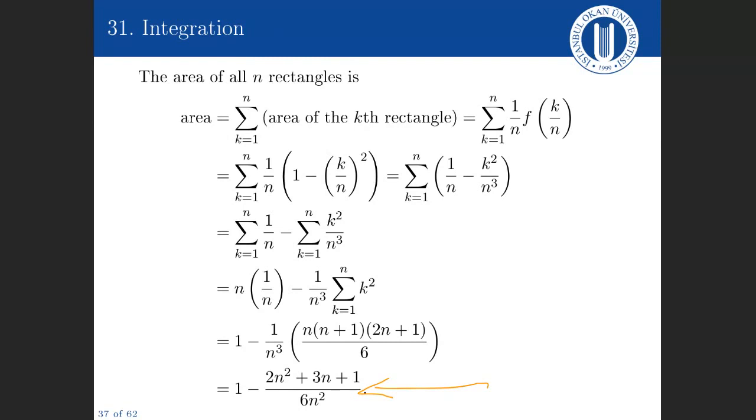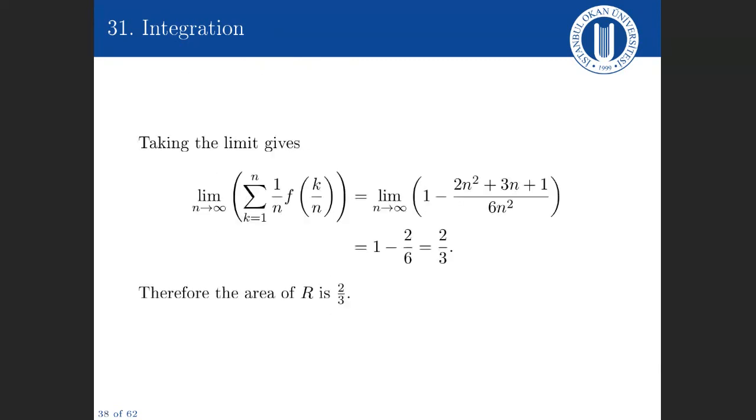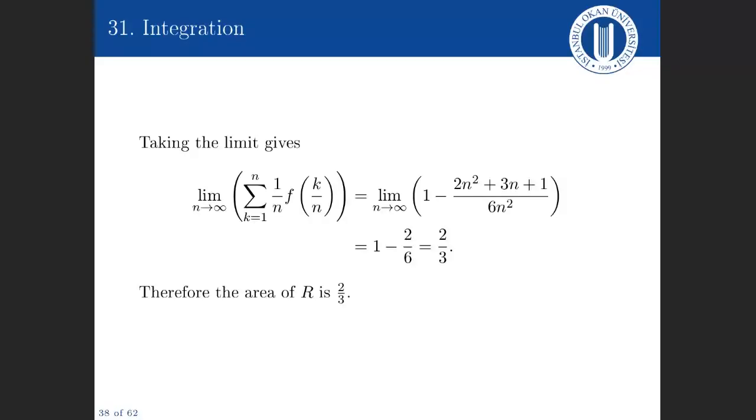If we use n rectangles, then the sum of these n rectangles is given by this formula at the bottom. And then we want to take the limit, as n tends to infinity. When we take the limit as n tends to infinity of this, first of all, we can divide top and bottom by n squared, cancel n squared with n squared. This becomes 3 divided by n, and this becomes 1 divided by n squared.